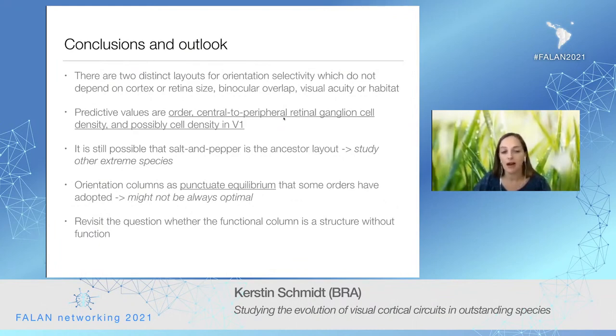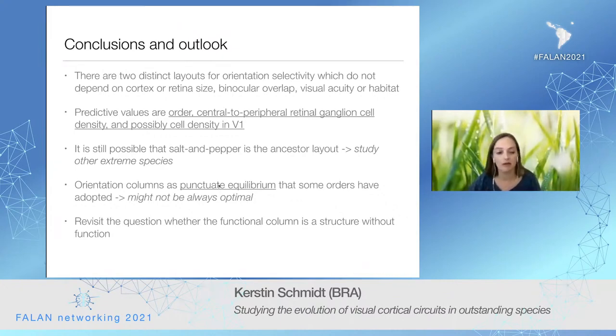Predictive values are still the order, the central to peripheral retinal ganglion cell density, and possibly the cell density in B1. It is possible that the salt and pepper layout is the ancestor layout. So we could go into this question by studying other extreme species to elucidate that question. It is possible that orientation columns, or the colorful pinwheel-like maps as we know them, have developed independently in the different branches of the tree as a punctuated equilibrium.